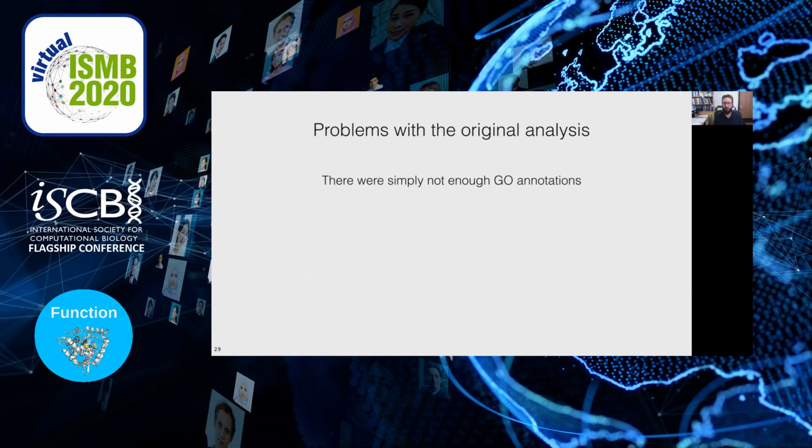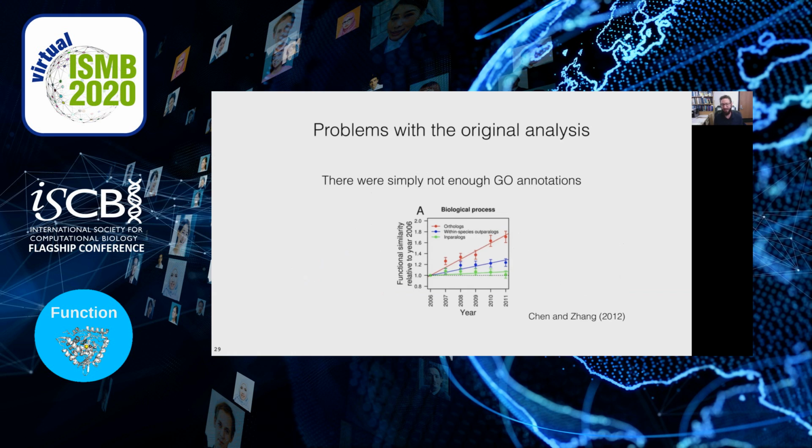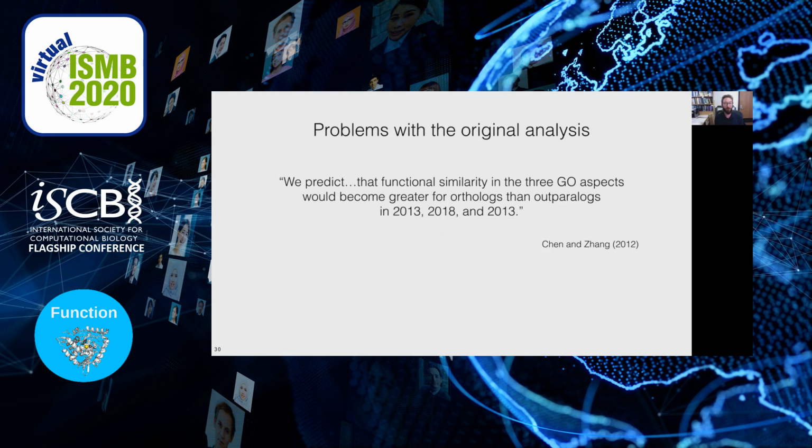Okay, another problem with the original analysis is that there's simply maybe not enough GO annotations. And so I like this analysis. It turns out that the number of annotations was obviously accumulating over time, and it was accumulating such that orthologs were becoming more similar over time. And this paper has a nice prediction. They predicted that functional similarity in the three GO aspects, biological process, molecular function, and cellular component, would become greater for orthologs than paralogs in 2013, 2018, and 2013. So that's a testable hypothesis.